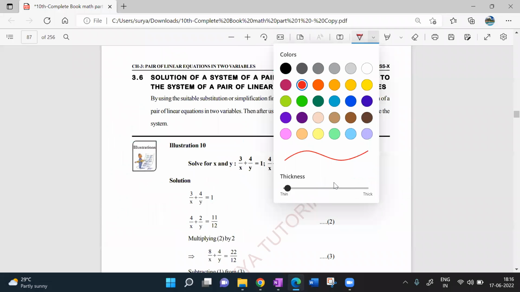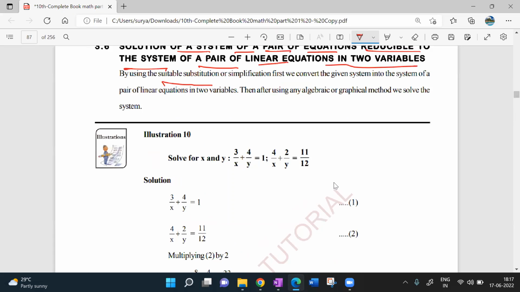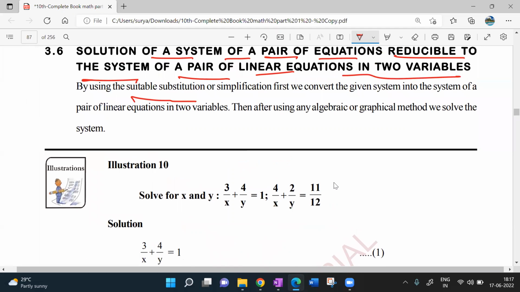Now, solution of a system of a pair of equations reducible to a pair of linear equations in two variables, by using suitable substitutions. Look at this: suitable substitution or simplification. First, we convert the given system into a system of a pair of linear equations in two variables. Then, using any algebraic or graphical method, we solve the system. So this is what he has given.